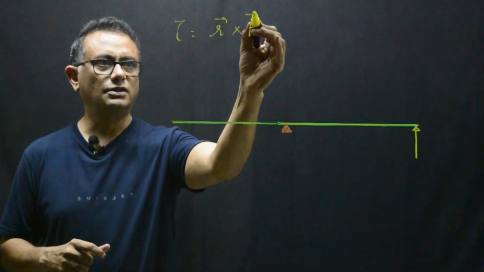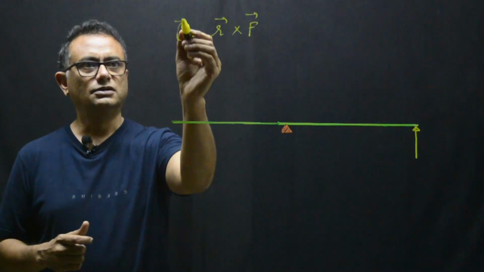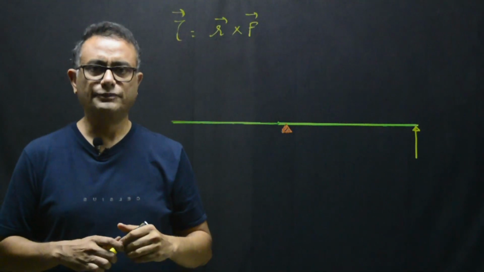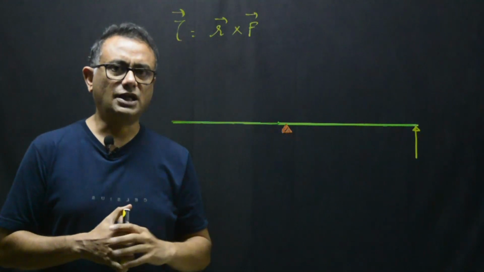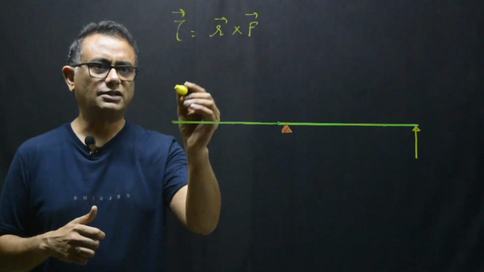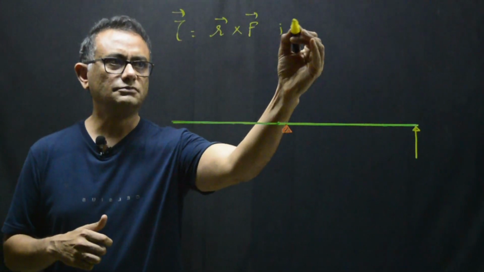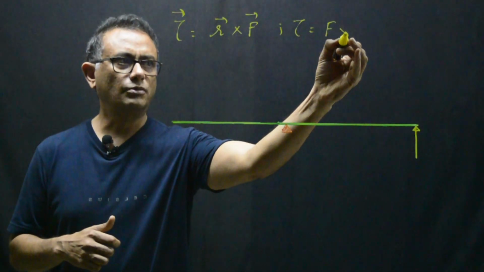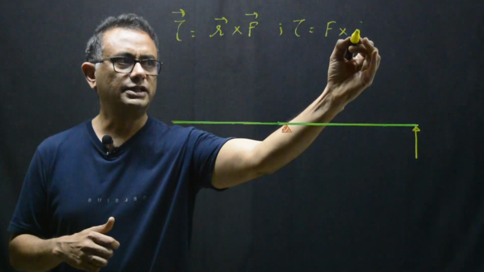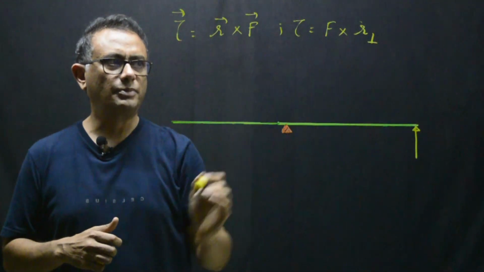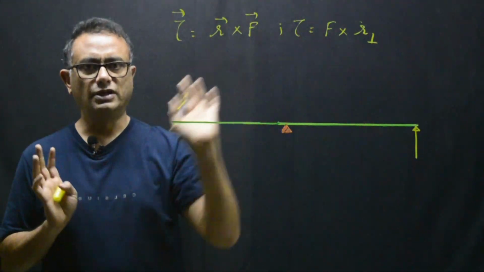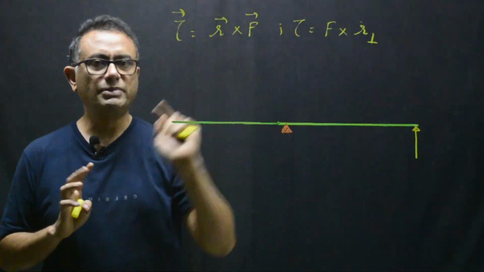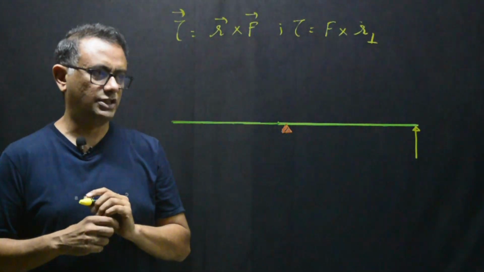This is the actual definition, but now we don't have cross products, so we come up with a very simple definition that torque is nothing but force multiplied by the perpendicular distance, R perpendicular. This is what we will learn in 10th standard. So what do we mean by R perpendicular? That's what we are discussing now.